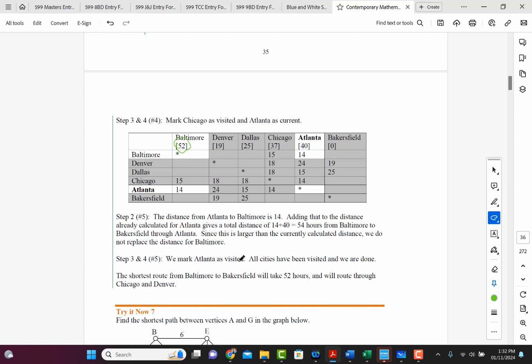So that means, hold on. We mark Atlanta as visited, and all the cities have been visited, so we're done. Now, how do we figure out the shortest distance? The shortest distance is going to be the distance that gives us 52, and that will be the route through Chicago and Denver.